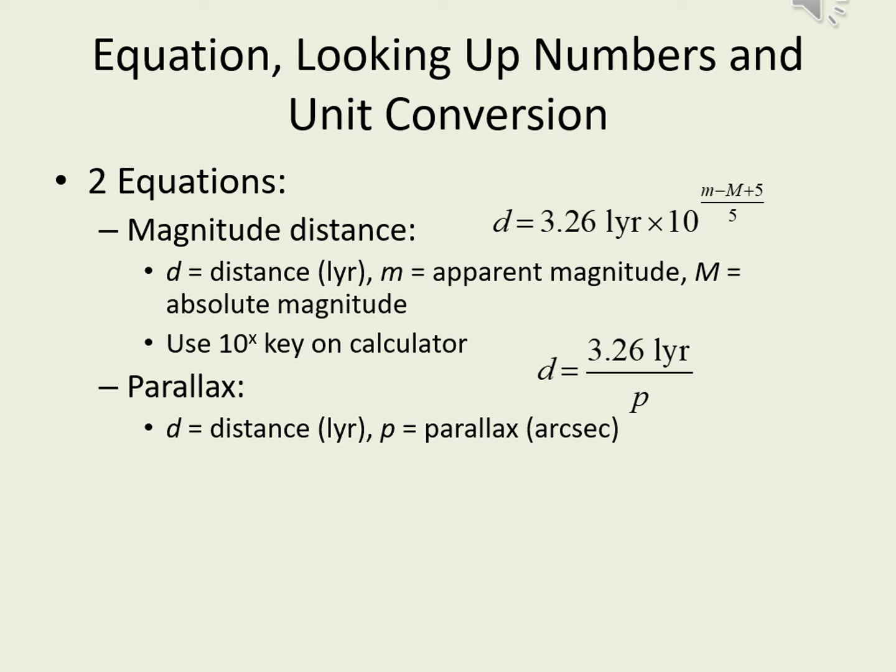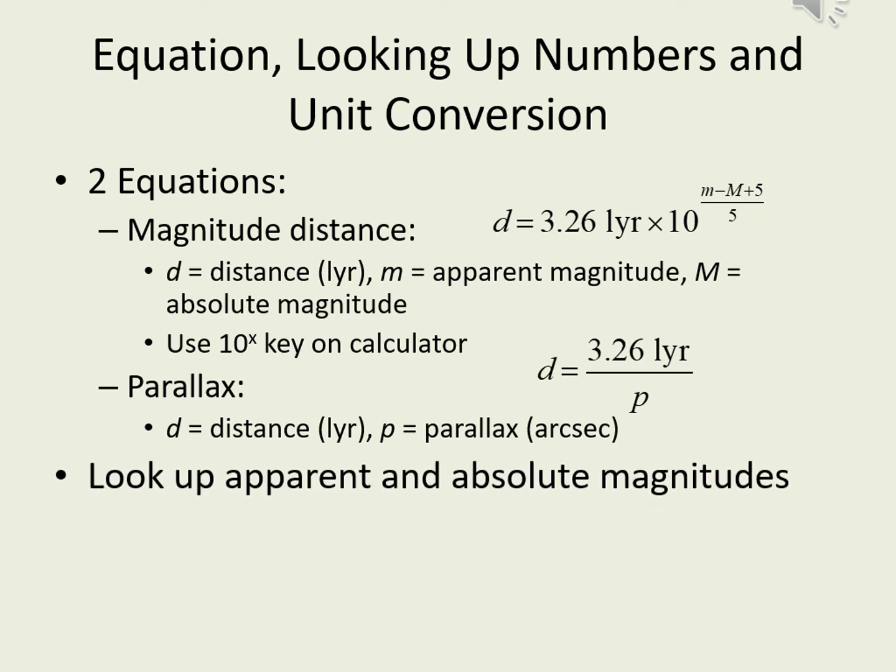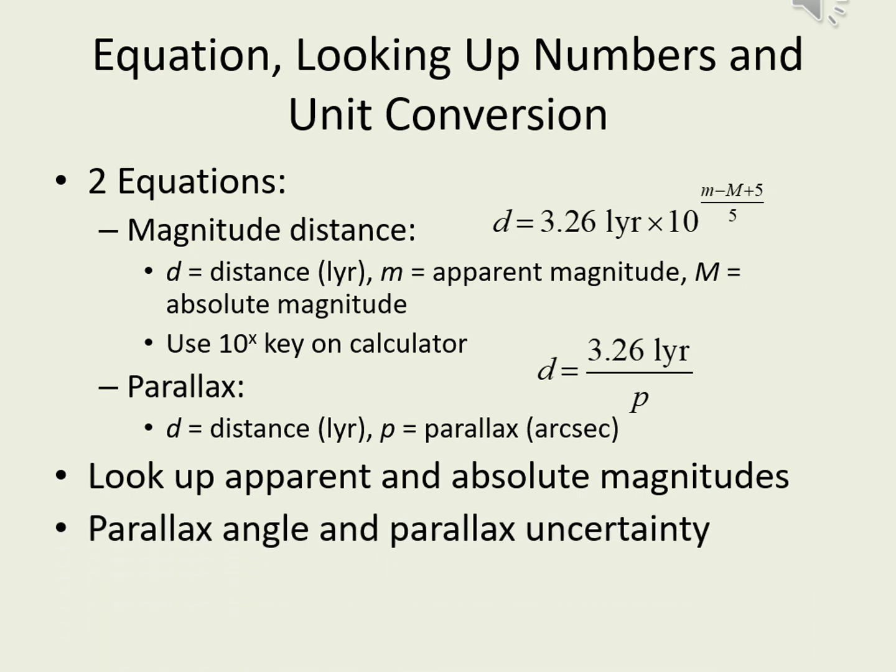So the numbers we need to look up from the constellation file will be the absolute and apparent magnitudes from all three stars you'll be calculating. In addition, you'll need the parallax and the parallax uncertainty for these. Make sure you include the star you predicted would be closest to us. In this question, there is no unit conversion, so we can leave that box blank.